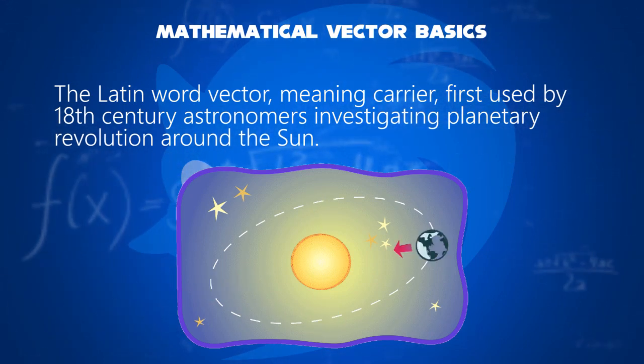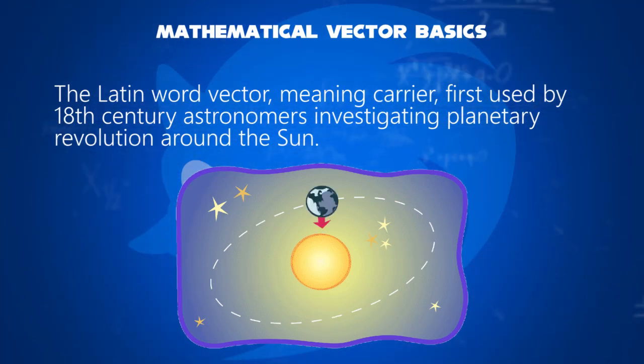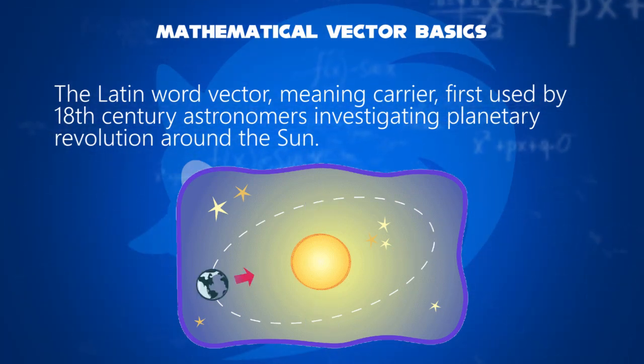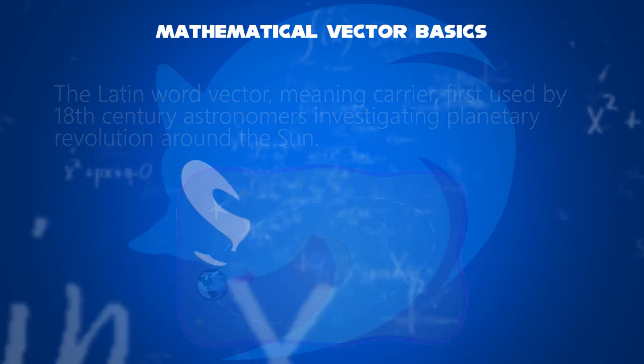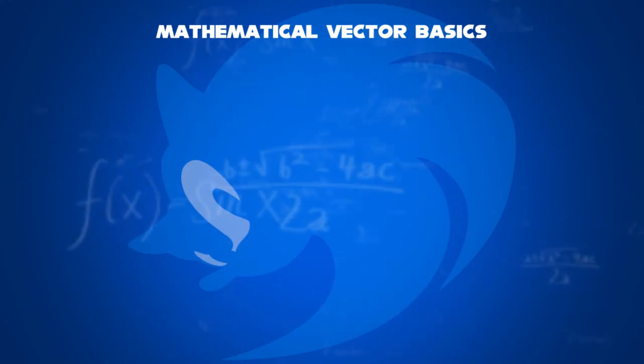Vectors play an important role in physics. The velocity and acceleration of a moving object and the forces acting on it can all be described with vectors, like Miles Tails Prower discussed with you.